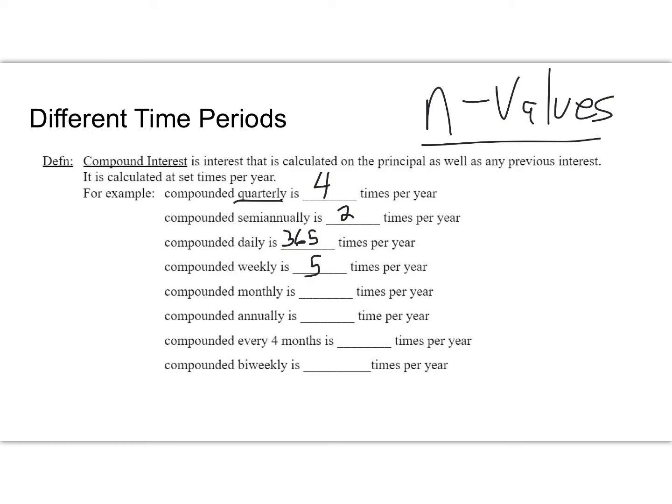Weekly, there's 52 weeks in a year. Monthly, that's 12. Annually, well, that's only one time, so 1. Compounded every 4 months, since there's 12 months in the year, it does it once every 4 months. So that's going to be 3, because 12 divided by 4 is 3. And bi-weekly is going to be 26. So you are going to need to know these numbers to be able to do this. Otherwise, you're going to be in big trouble because you're not going to know how to put the right numbers in. Okay, so let's take a look at our first example.